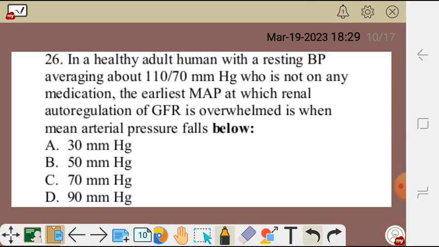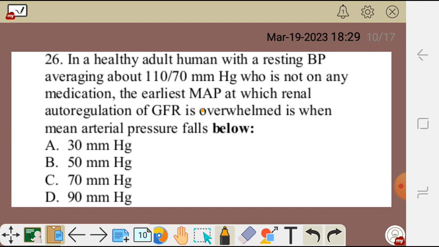Question 25. In a healthy adult human with a resting blood pressure averaging about 110 over 70 millimeters of mercury, who is not on any medication, the earliest mean arterial pressure at which renal autoregulation of GFR is overwhelmed is when mean arterial pressure falls below A. 30 millimeters of mercury, B. 50 millimeters of mercury, C. 70 millimeters of mercury, and D.